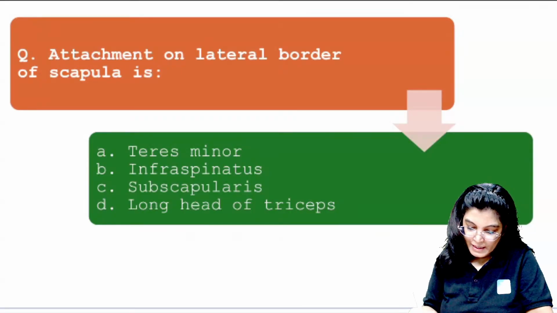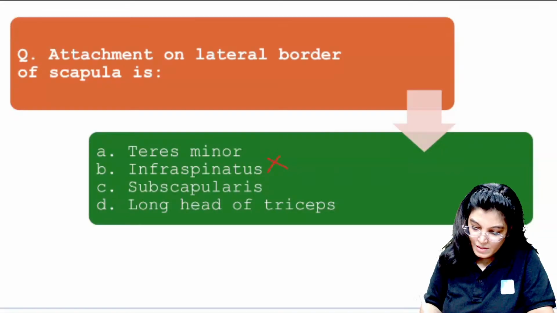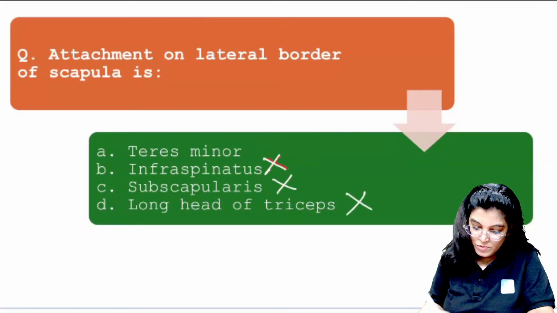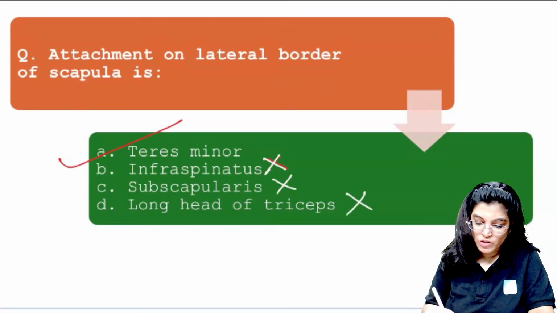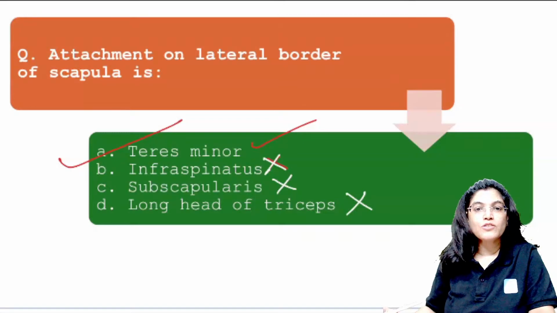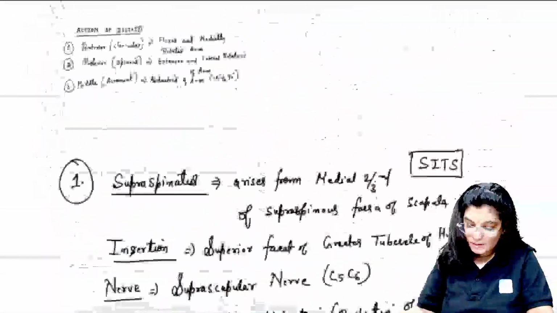So basically, infraspinatus is not onto the lateral border. Obviously not. The correct answer here is the teres minor muscle. Teres minor and major muscles are both attached onto the lateral border of the scapula. So that is the right answer. Now moving to the next set of topics.